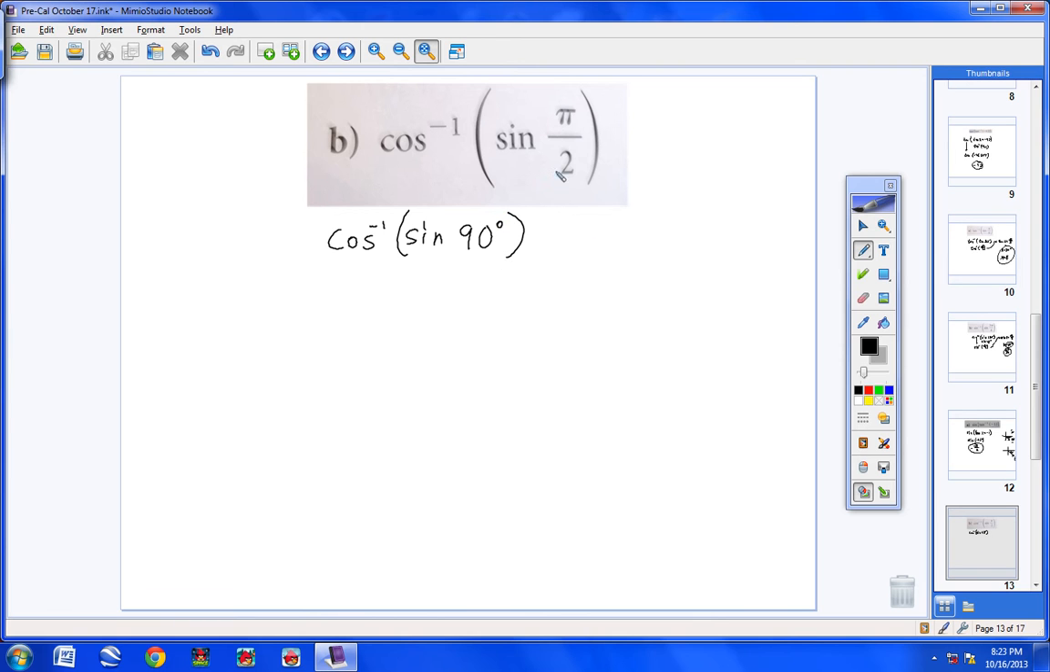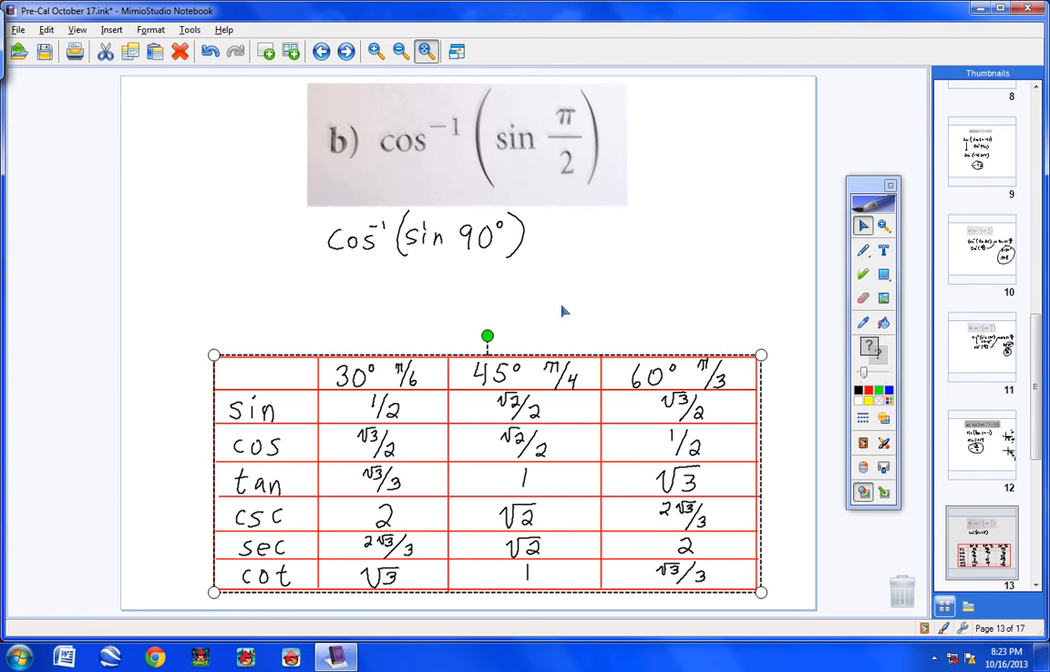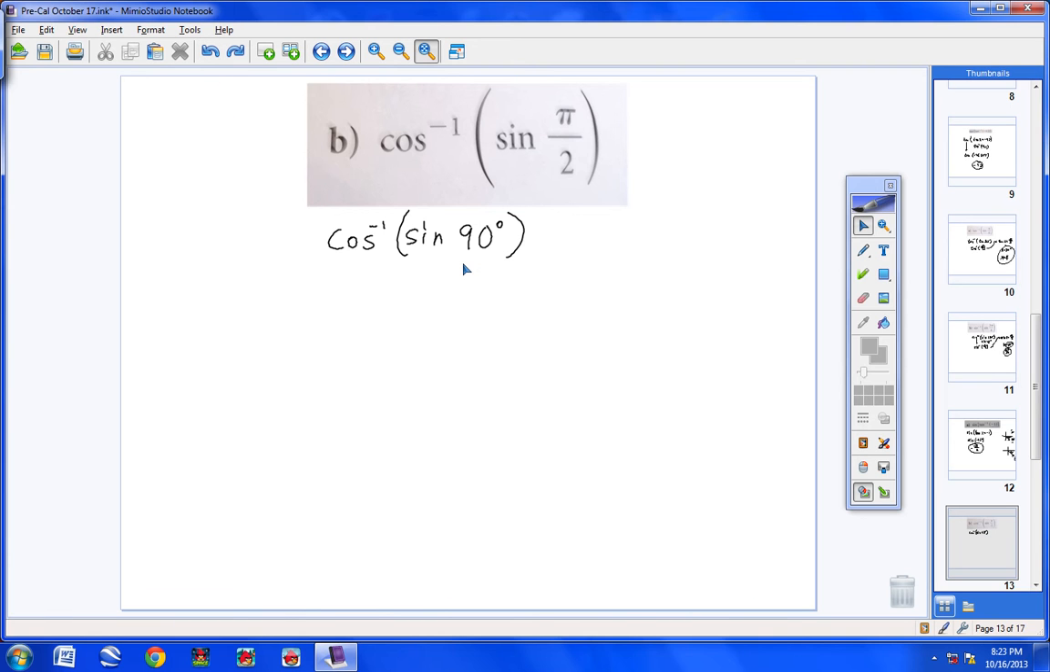Now, pi over 2 is 90. If you look on your special triangle angles, there's no 90 anywhere. So we're going to have to use our calculators. Type in the sine of 90, making sure you're in degrees, and you will get out 1. The sine of 90 is 1. So bring down your inverse cosine: inverse cosine of 1, because the sine of 90 is 1.